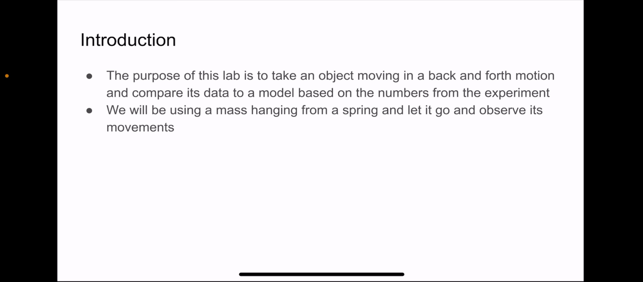Hello everyone, this is Lab 4, and this will be going over oscillation. So, this is the introduction, and the purpose of this lab is to take an object moving in back and forth motion and compare its data to a model based on the numbers from the experiment. And we'll be using a mass hanging from a spring and let it go and observe its movements.